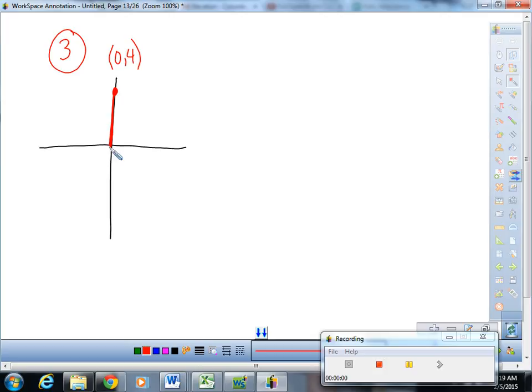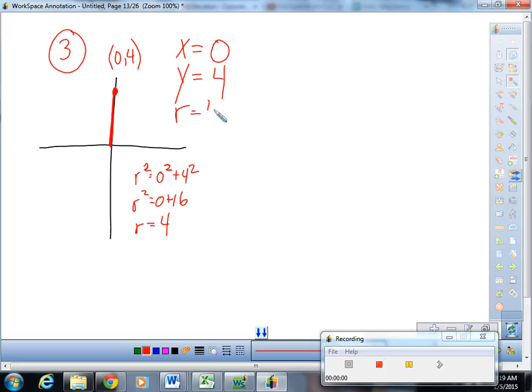So what is our x value? 0. Excellent. And our y value? What do you think our r value is? It is 4. You would say r squared equals 0 squared plus 4 squared. Something's going on with my Interwrite pen. And so r squared is 0 plus 16. R is 4. You feel how we got that? So in this problem, our y and our r are the same thing.